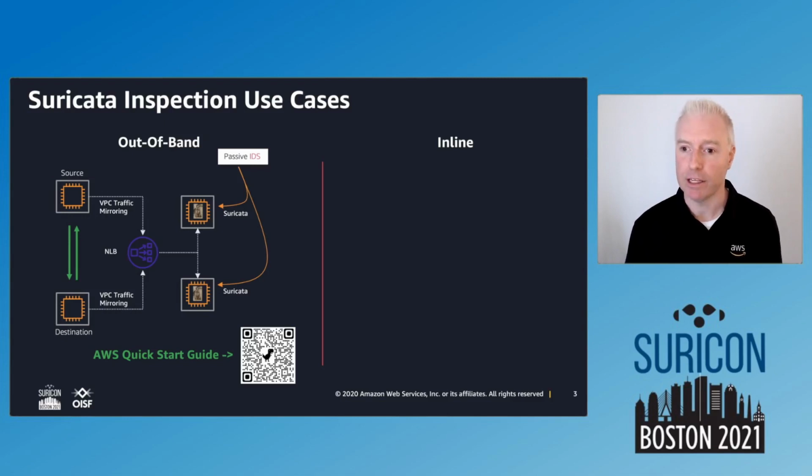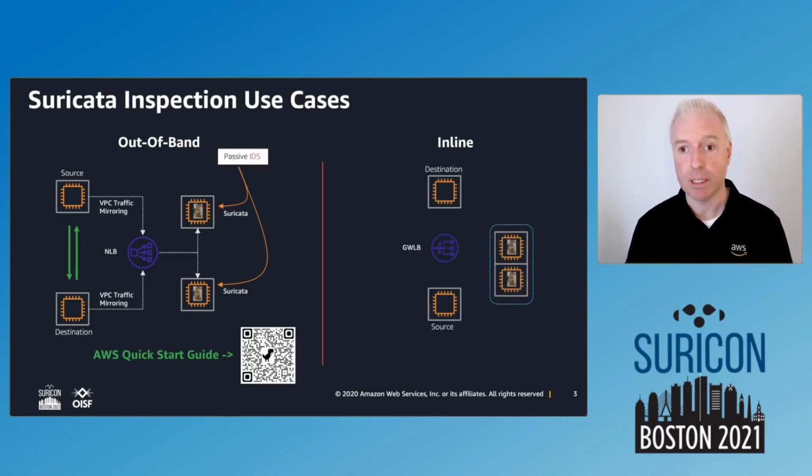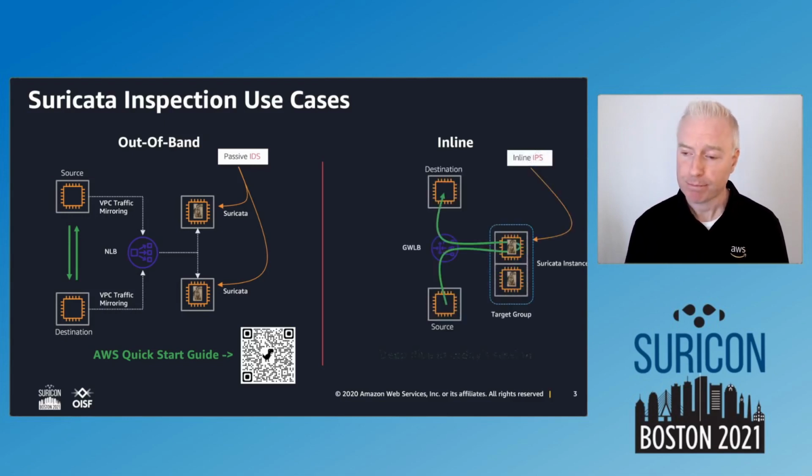On the inline use case, this is what we're going to dive deep into today here with Adam. This is when we want to inspect traffic between a source and a destination. And primary reason you want to do this is because you want to enforce security policy. So this allows you to actually block traffic if the traffic is not compliant or goes against your security policy.